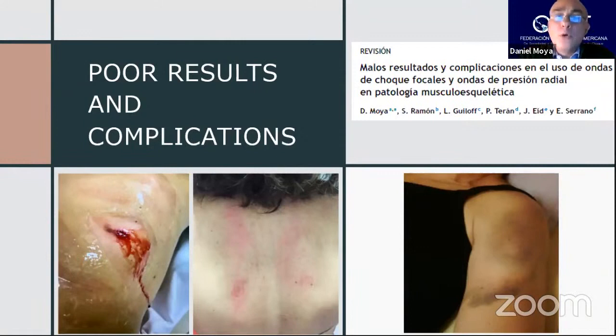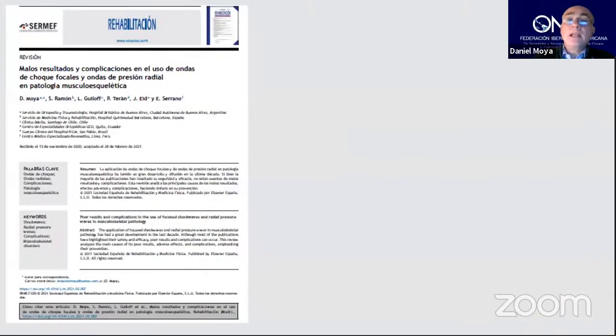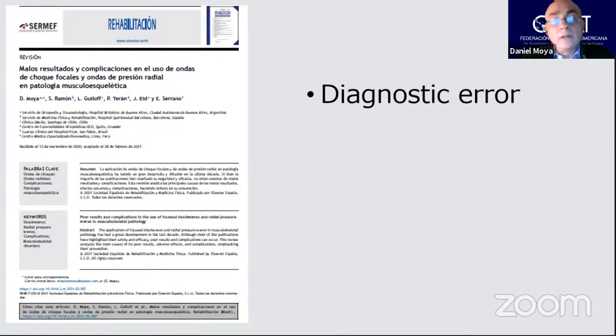We also have poor results and complications, as you can see in these pictures. We have just published a paper in the Spanish Journal of Medical Rehabilitation, where we have shown that the complications and poor results should be considered. Generally, we divide these kinds of poor results into three possibilities, but sometimes the etiology is combined. Diagnostic error is very frequent and one of the most frequent causes of poor results.